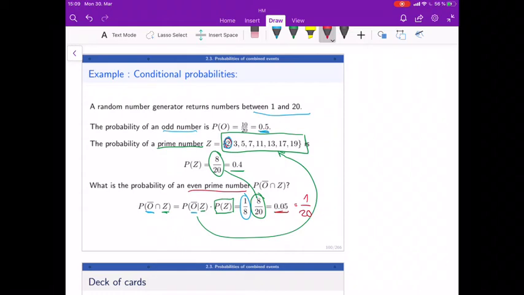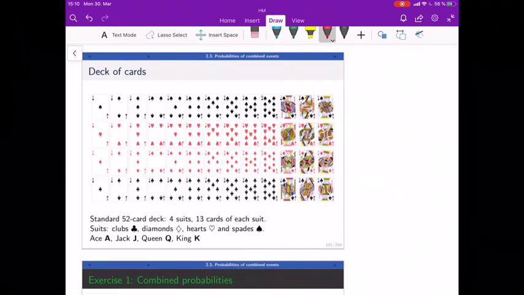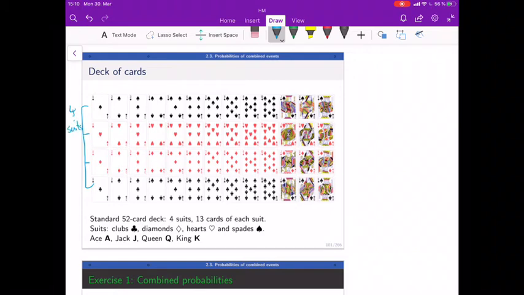Let's do some exercises with this, and to make it a bit fun and interesting, we're gonna play with a deck of cards. Just for those of you who haven't played cards, a standard deck of 52 looks like that. You've got 4 different suits. So these are the 4 suits. There's clubs at the bottom, then diamonds, then hearts, and then spades at the top.